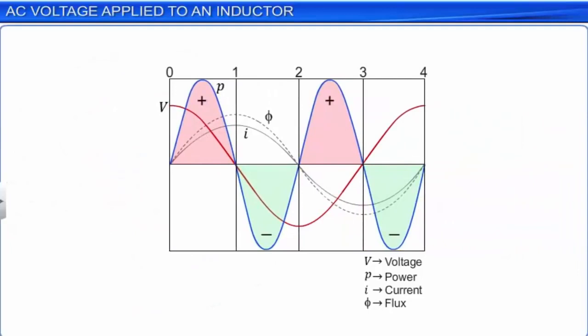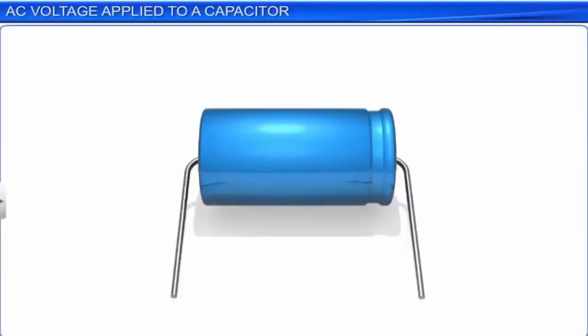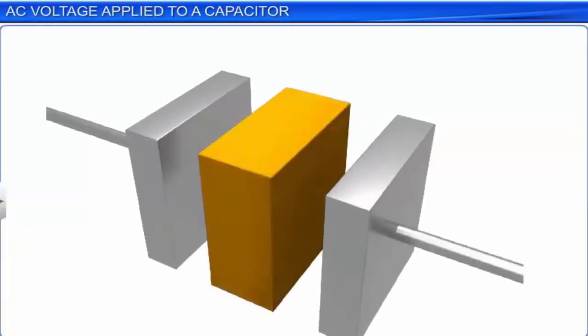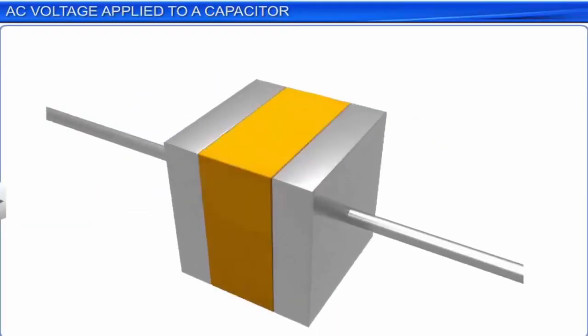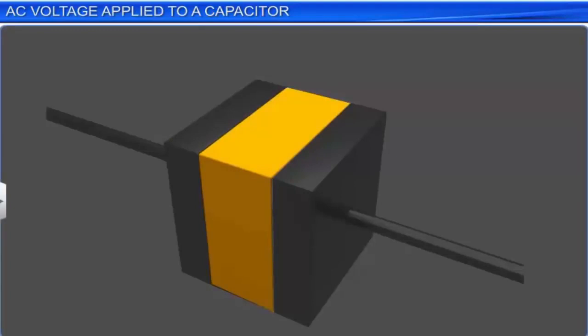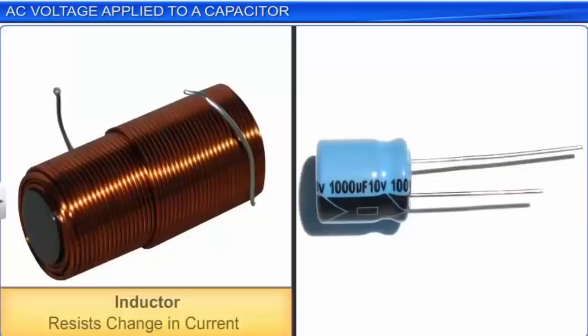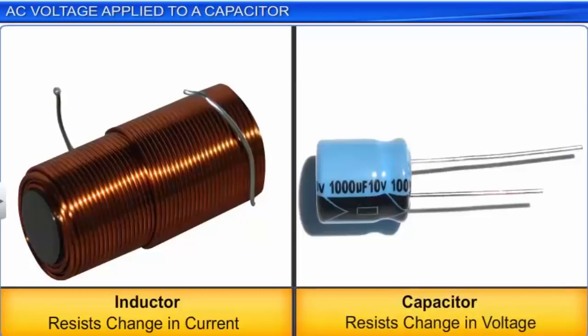Thus, the instantaneous power in the inductor is positive when both the instantaneous voltage and the instantaneous current are positive or both negative, and the power is negative when any one of instantaneous voltage or instantaneous current is positive and the other negative. A capacitor is a device that can store a charge. A simple capacitor consists of two conducting plates separated by an insulating material called a dielectric. Unlike an inductor, which resists any change in current, a capacitor resists any change in voltage, thus ensuring a supply of constant voltage.